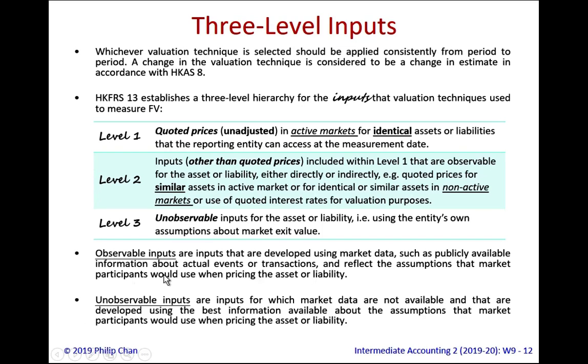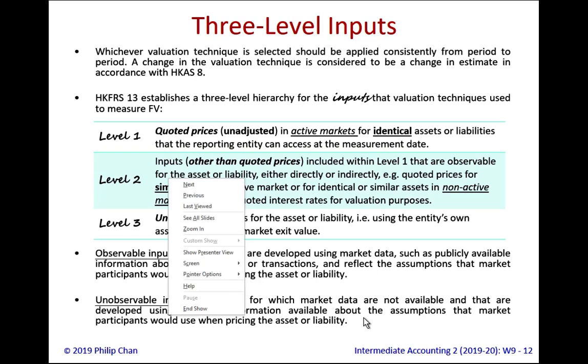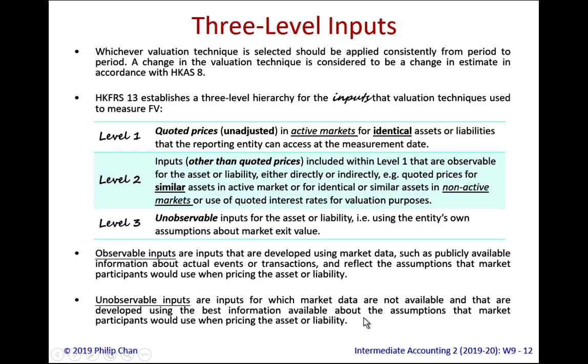So observable inputs can be obtained from any report that is publicly available for a listed company, but unobservable inputs could in fact be obtained from an unlisted company, where the annual reports would provide such information for you to measure the fair value. Okay, observable, you may look at it as marketable data, market available data, and unobservable would in fact be in-house data.